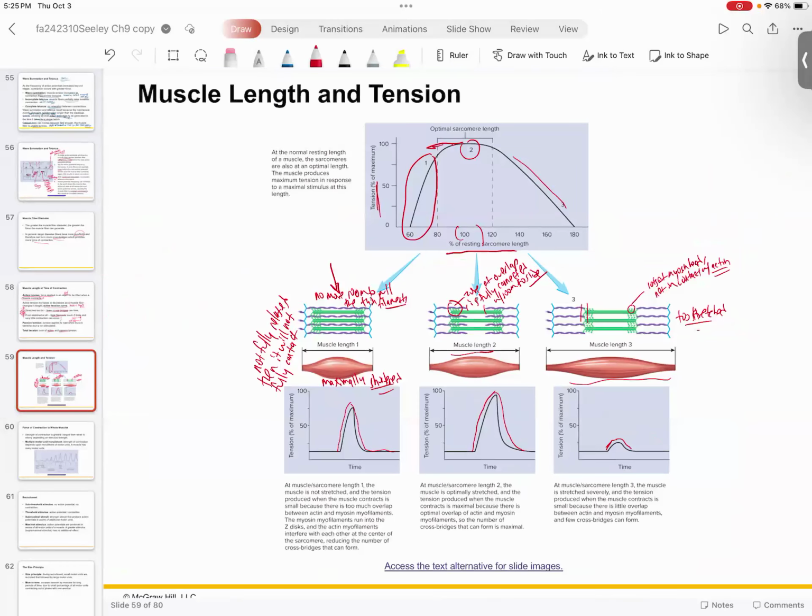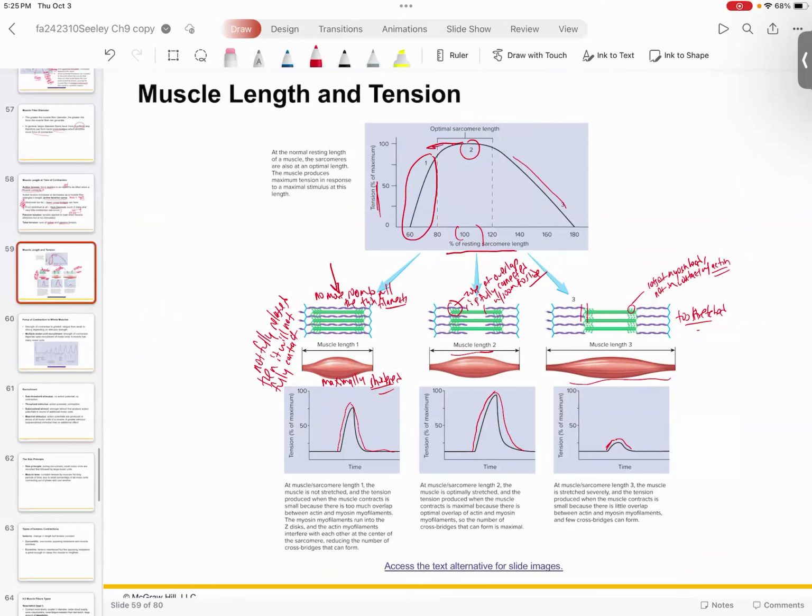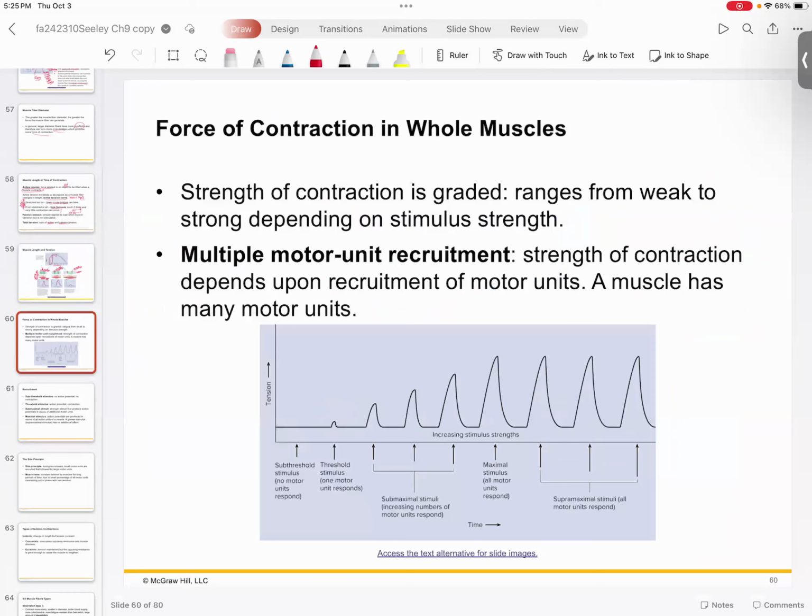And so that's why it's important not to overextend your sarcomeres. It's important also to stretch your sarcomeres out. So you want to make sure that you have them maximally and optimally stretched out.